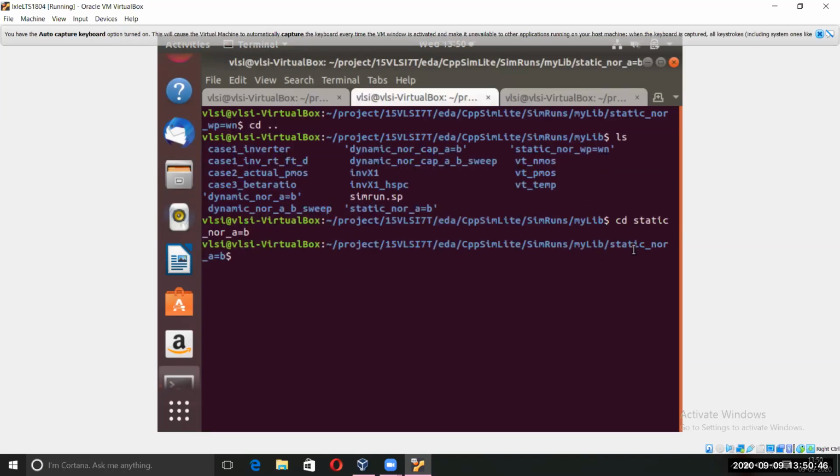It will be under your mylib. Then you will be creating this static NOR, or whatever name you give it in that Q2, you will find it under the mylib. Then go to that one. Then go to Simran.